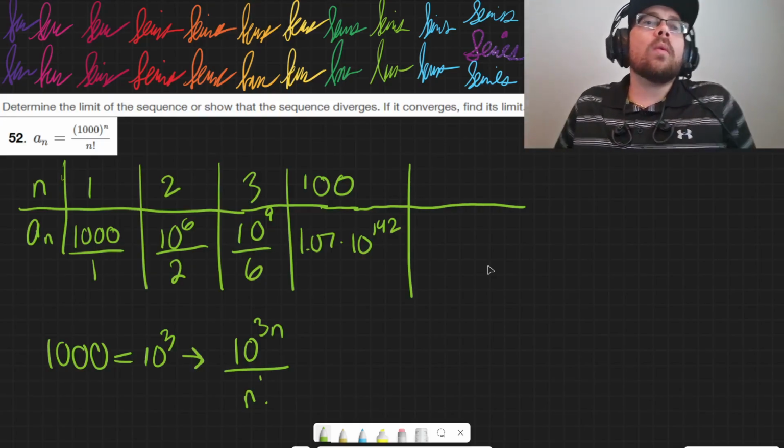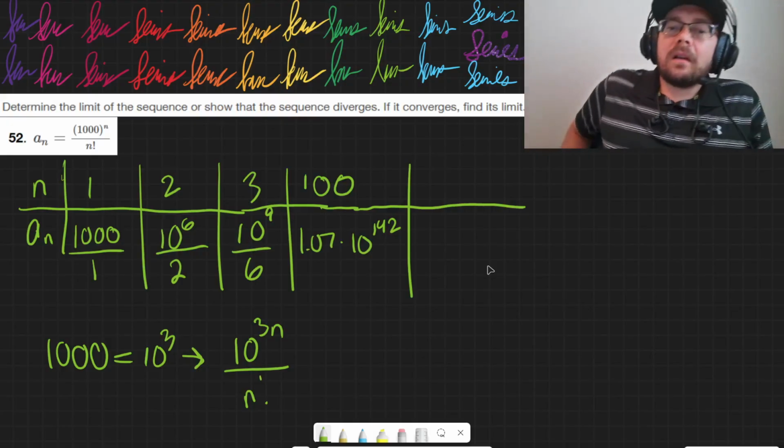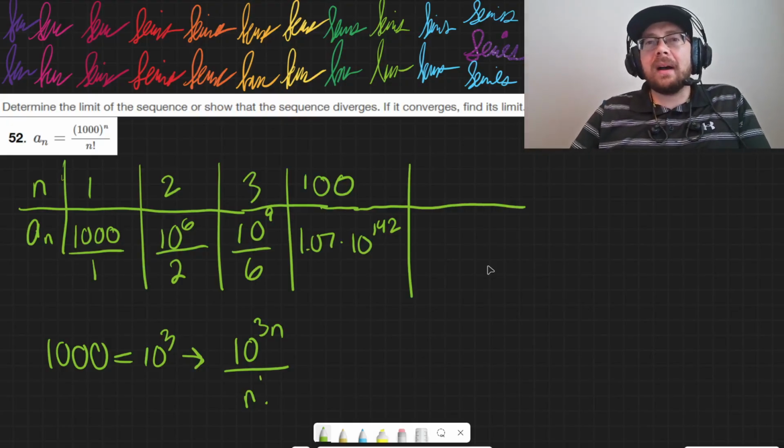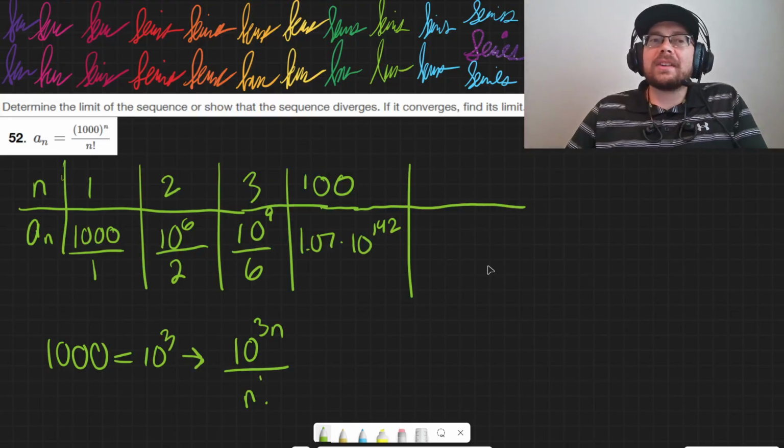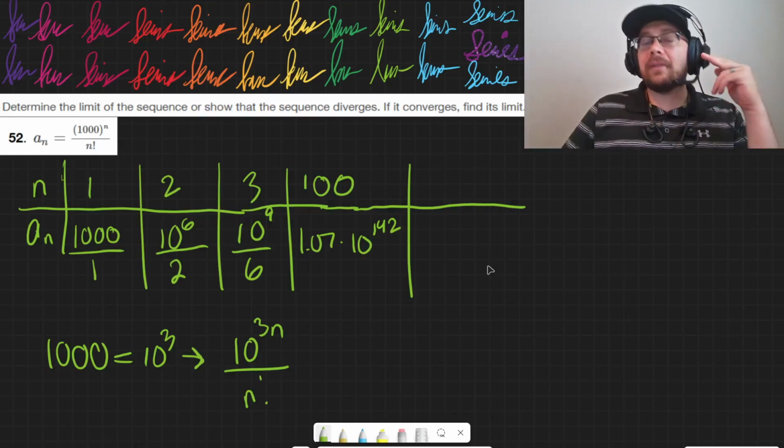So 1000, even multiplied by itself, wouldn't be the same thing as 1000 factorial, not even close. So even though it takes a while for it to catch up, it eventually does catch up, and then it would start to come back down and level out at 0.